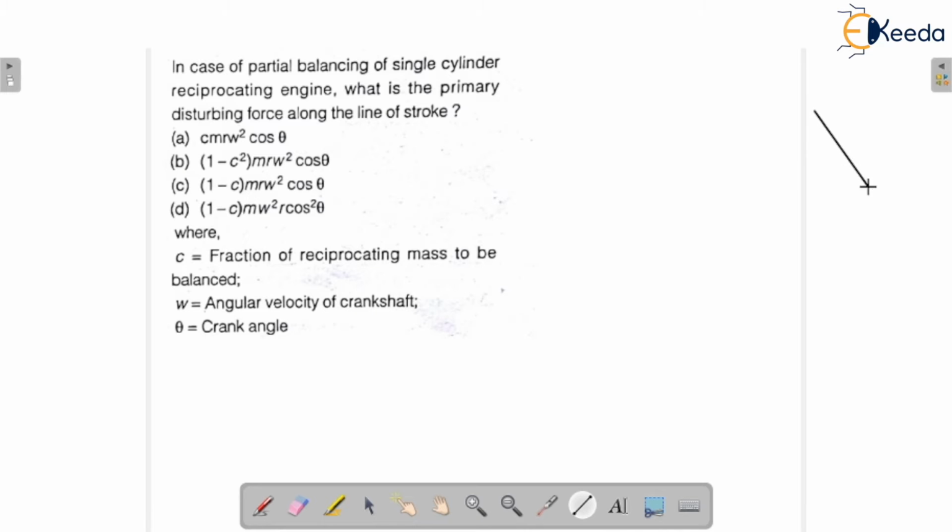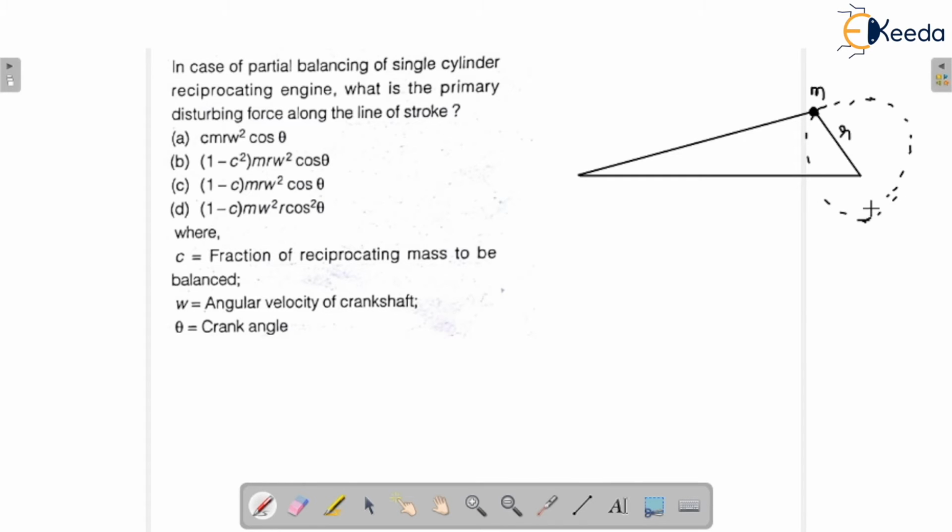Partial balancing means we do partial balancing of the reciprocating masses. You all know that. And what is the line of stroke? That is it. Okay, this is our line of stroke basically. So along the line of stroke, there is a component of the centrifugal force. We have seen that there is a mass m which is going to be attached here and which is having the radius of rotation r, and this is nothing but the crank. Okay, like that you can see this is our crank. And this is the connecting rod, and we know this is the line of stroke. Okay, because there is a piston which is going to be attached here.